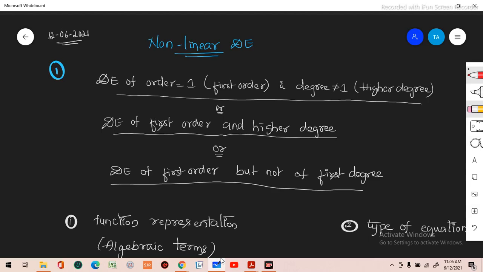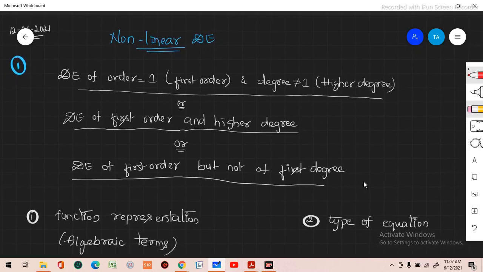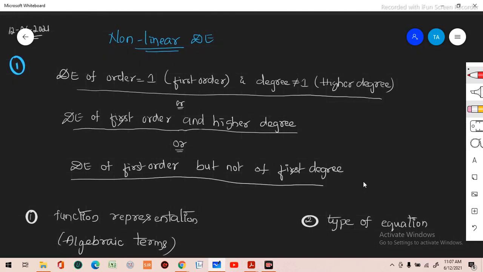The first one is a differential equation of order equal to 1, that we call first order, and degree not equal to 1, that we call higher degree. Or a differential equation of first order and higher degree, or a differential equation of first order but not of the first degree. So what I'm talking about is all about this. I'm writing over here.